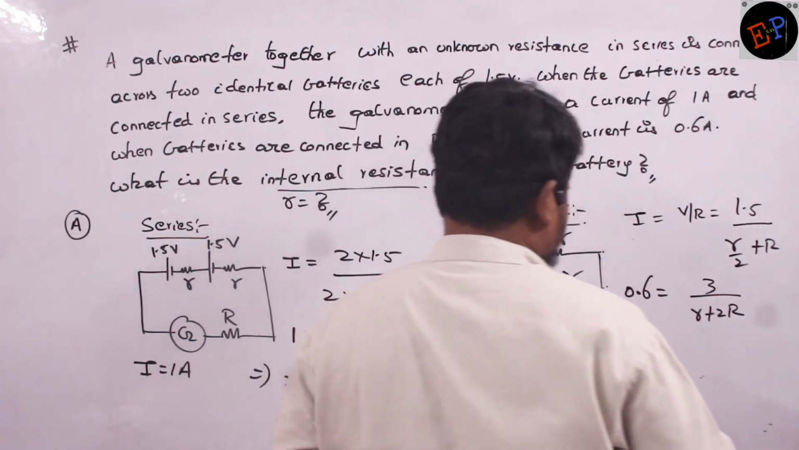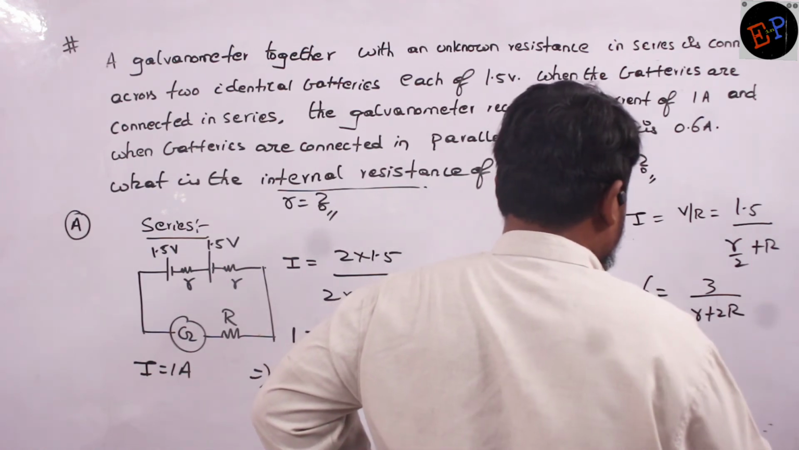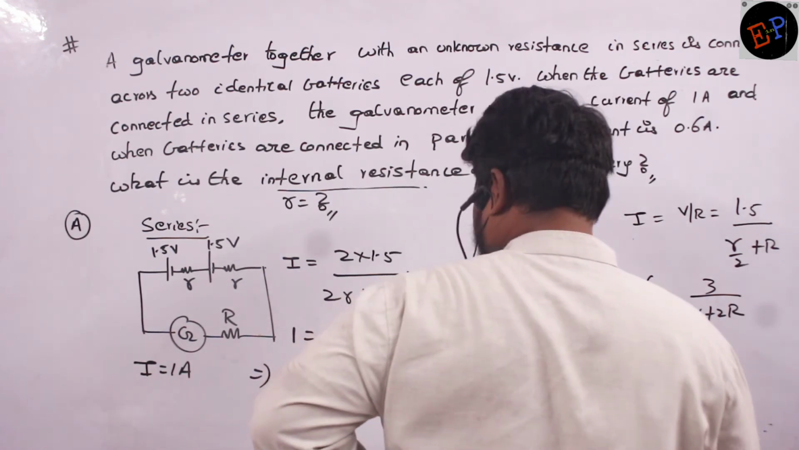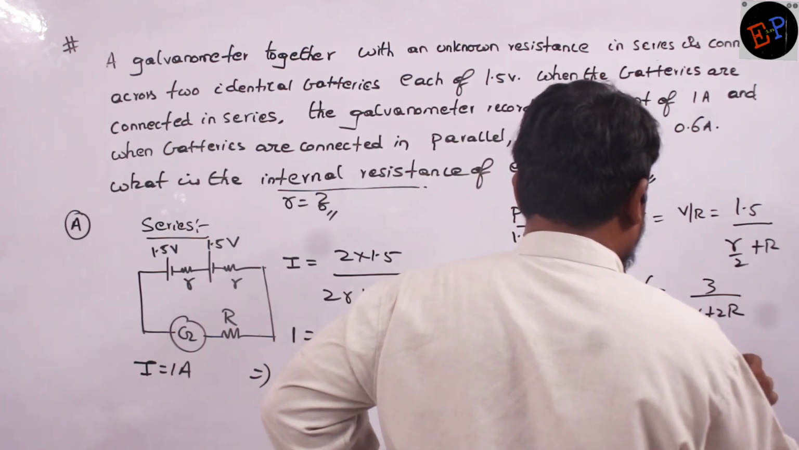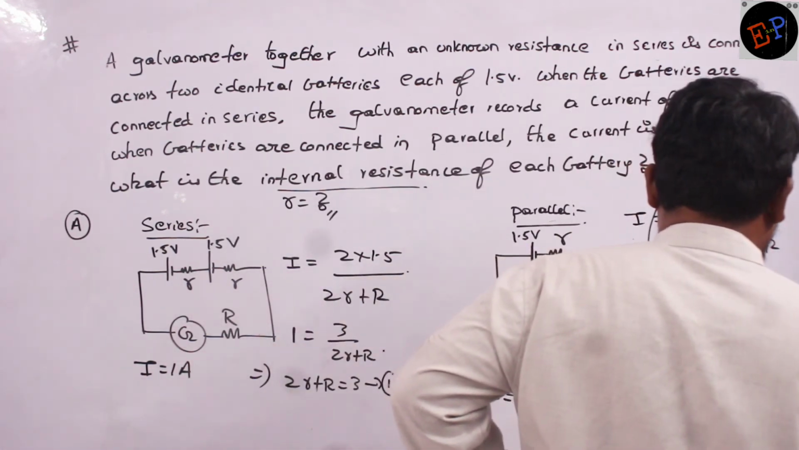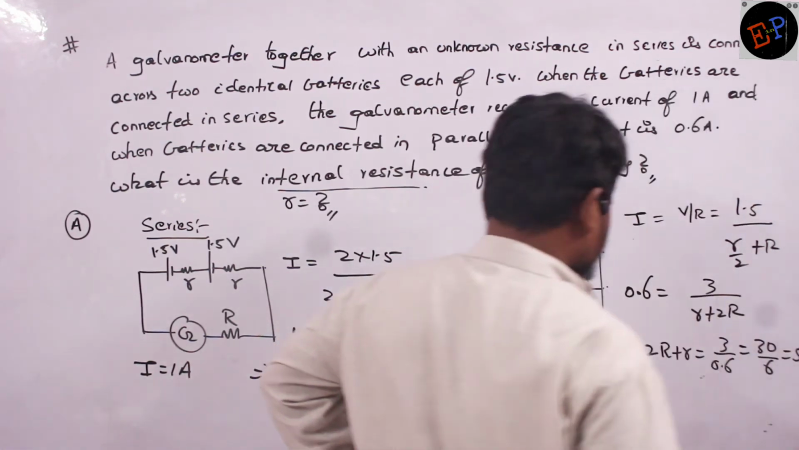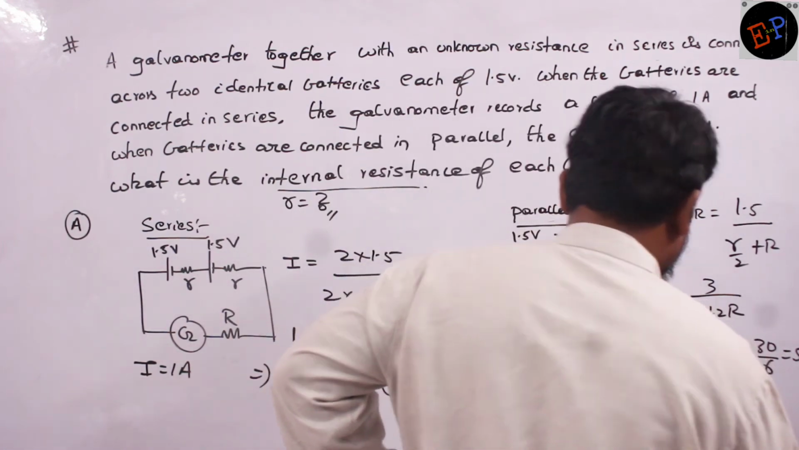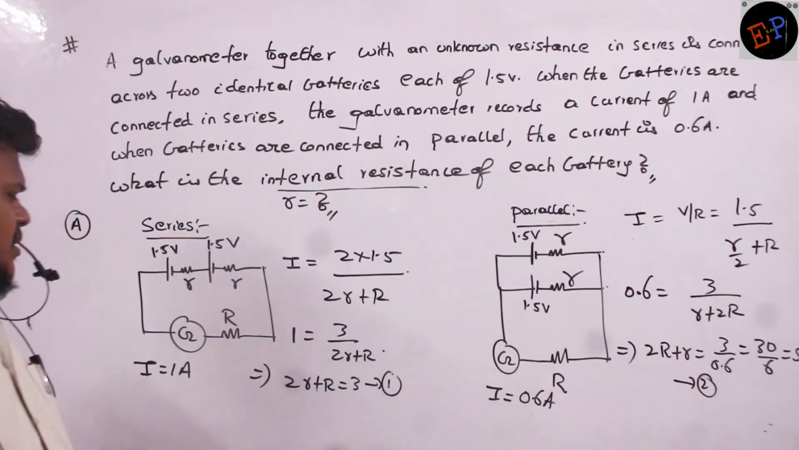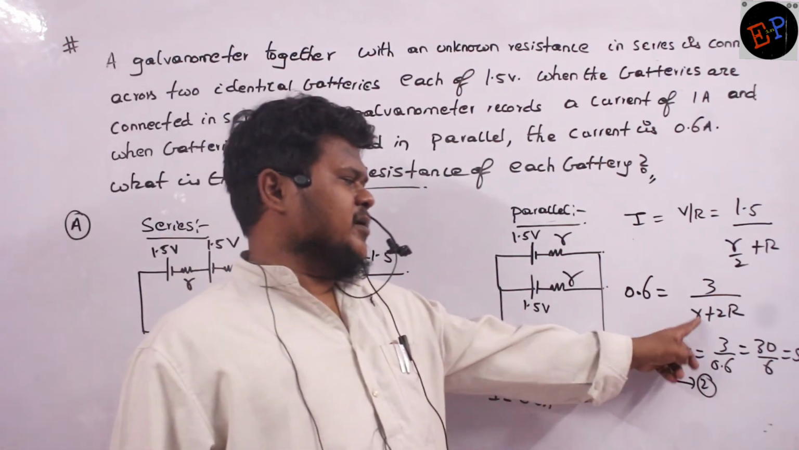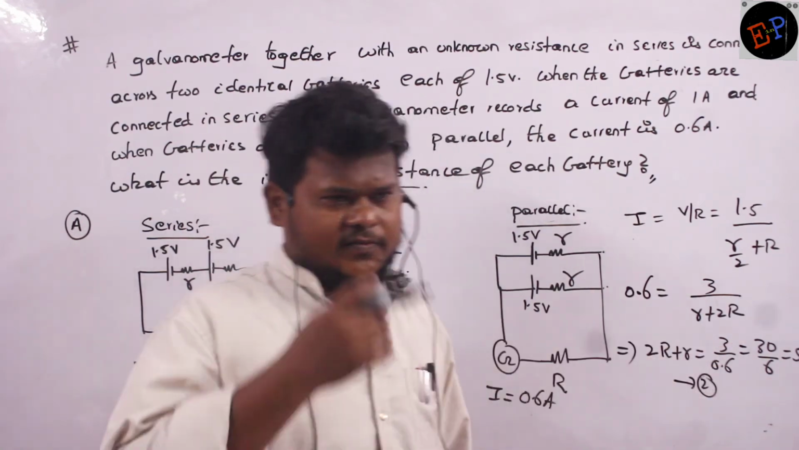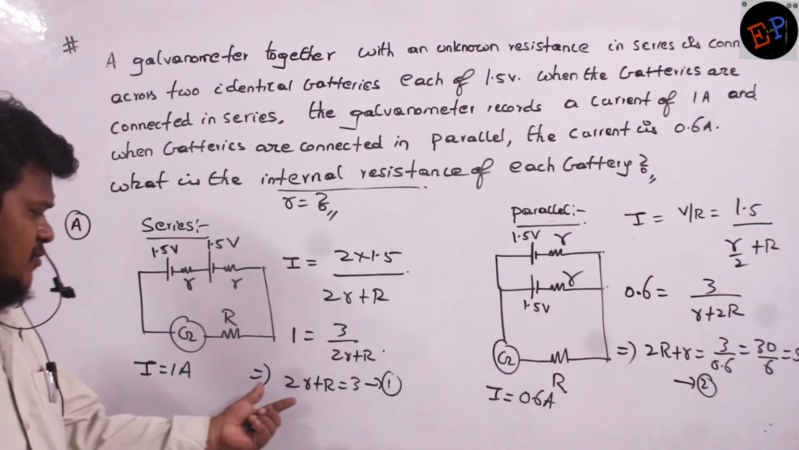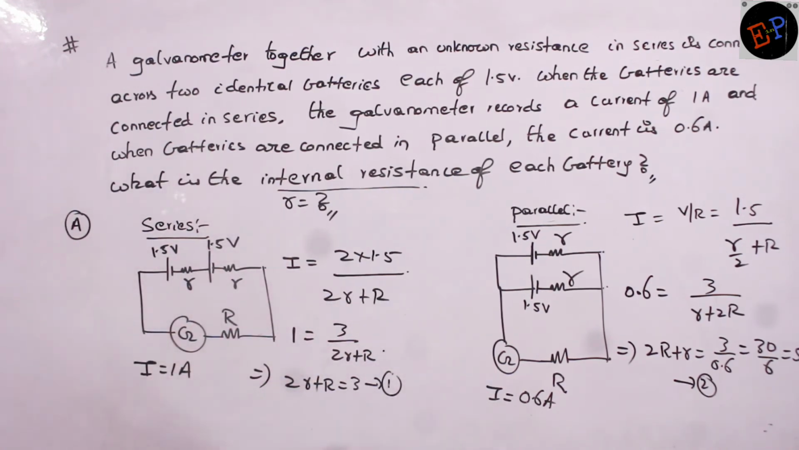Okay, so if I do this calculation, what I will get? 2R plus R is equal to 3 by 0.6, or 30 divided by 6. 30 divided by 6 is 5. This is my second equation. So instead of complicating this by multiplying with 0.6, I have taken 0.6 to the other side. 30 by 6 is 5. This is my second equation. Already I got the first equation. Just solve the first equation and second equation, and you will get the required answers.